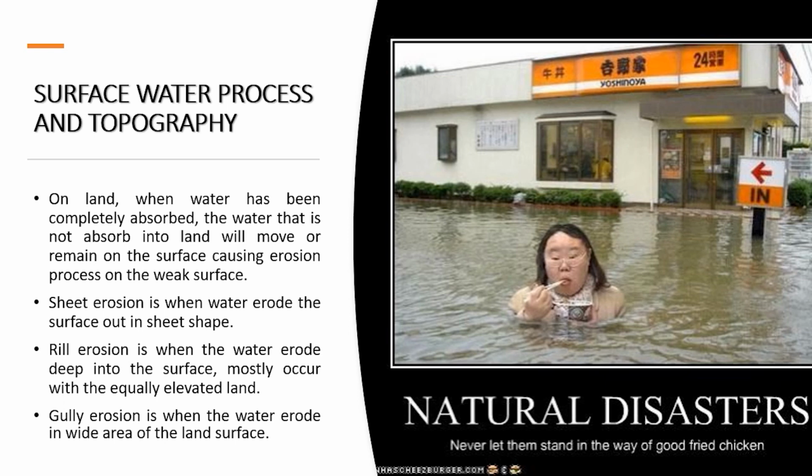So in gully erosion, the water spreads over a wide area of the land surface, as you can see in the terms of a river. Okay, so this is one kind of gully erosion process. So let's take a look.